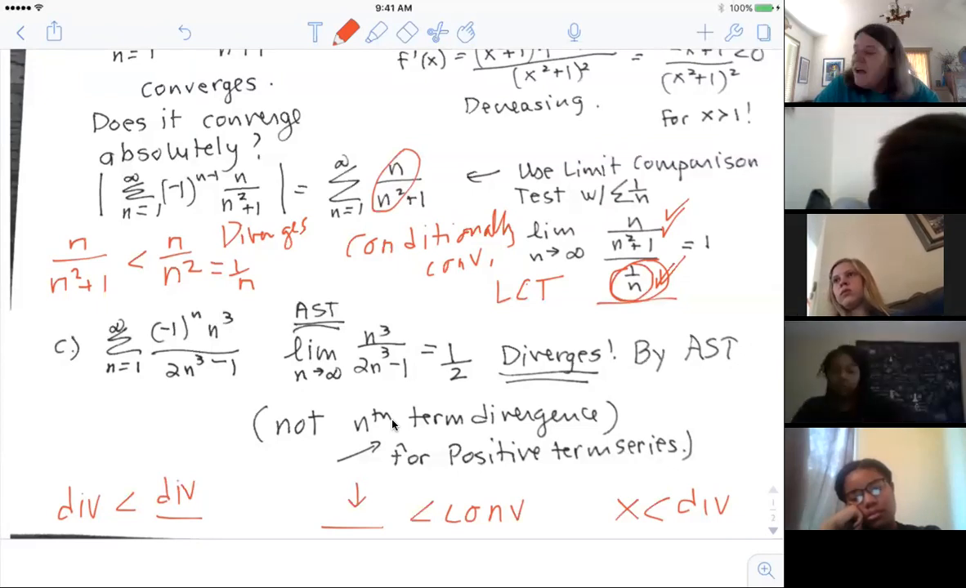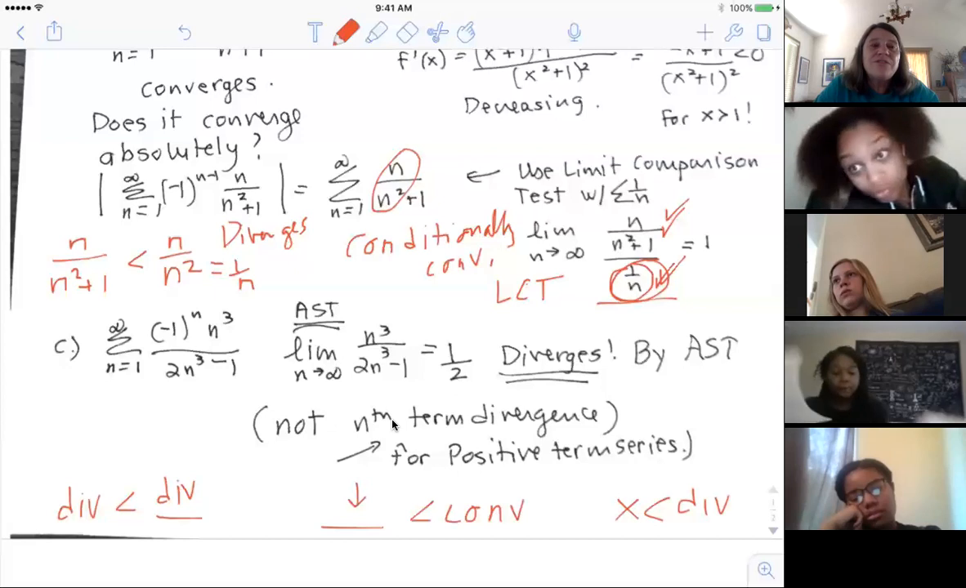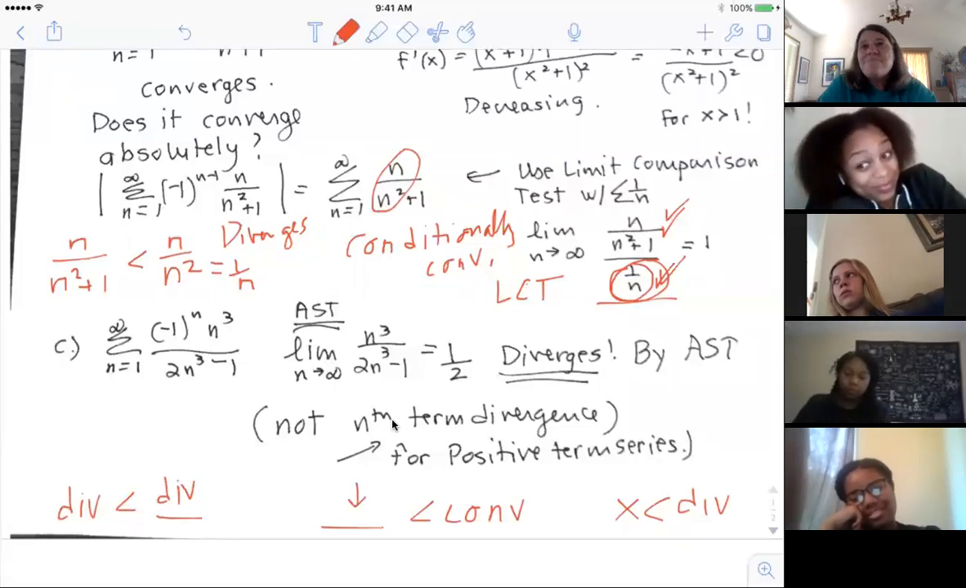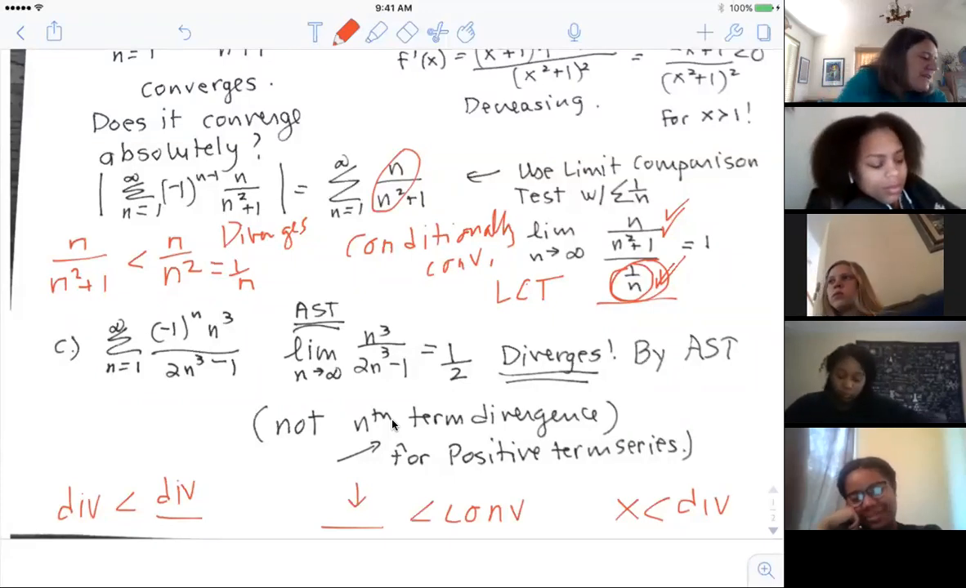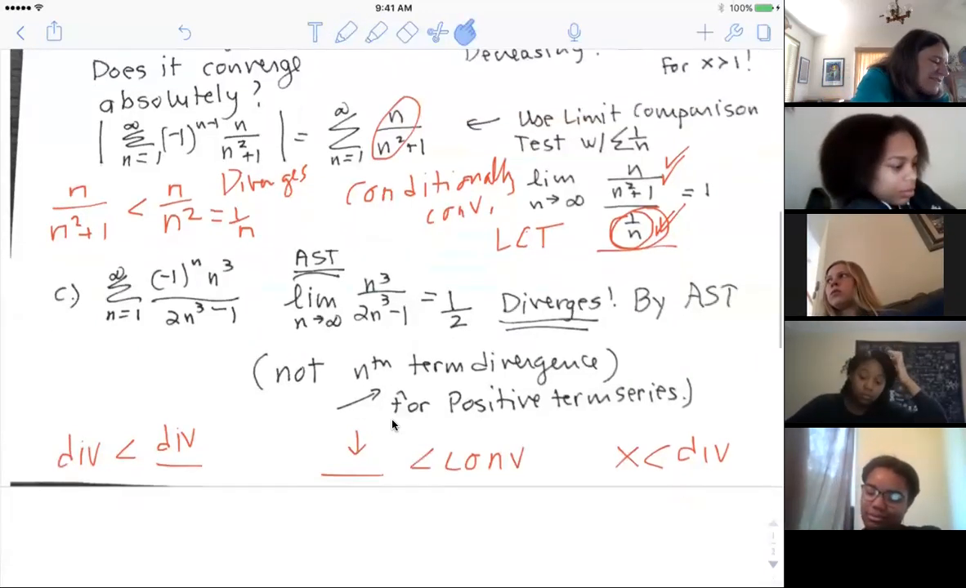Okay. So last night you worked on those power series that weren't centered at 0, and you had to find the interval of convergence, and you were using ratio test again, and then you had to test the endpoints. Does anybody have any questions on any of that?